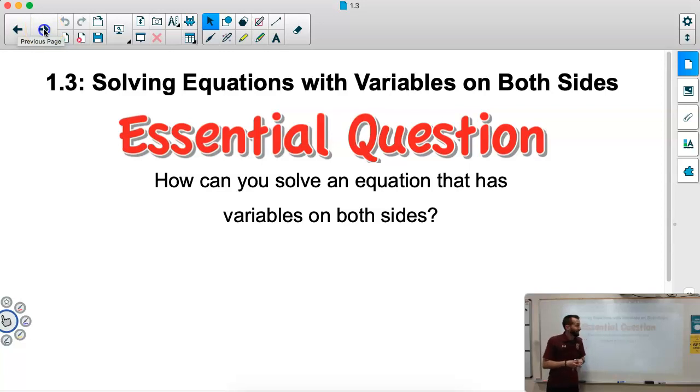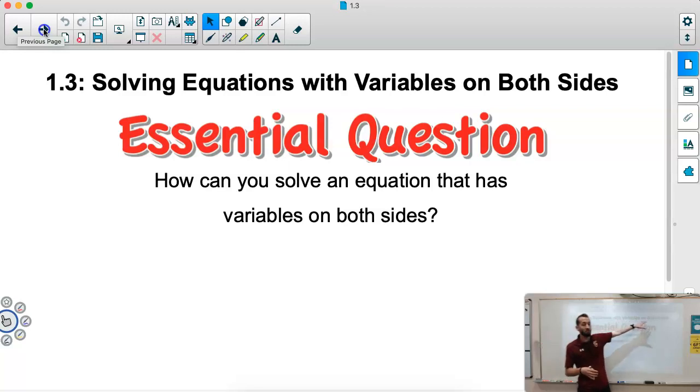Well, here we go with lesson 1.3. We're solving equations with variables on both sides. If you've caught on, we're going to be solving equations in this entire chapter. Chapter 1 is all about solving equations. This is kind of the foundation of what we're able to do the rest of the year, working with these equations and how to solve them.